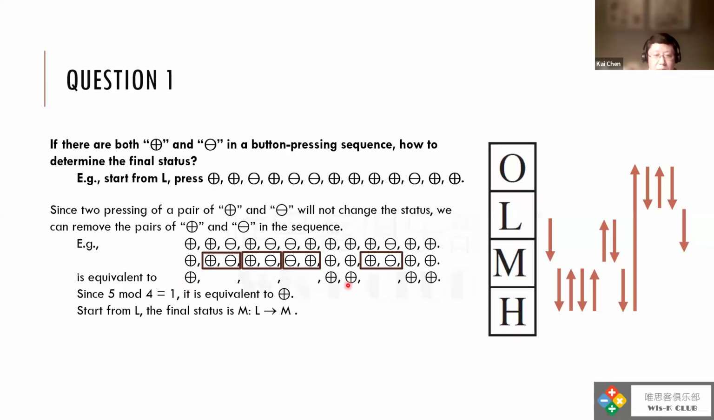So we just remove each pair of plus and minus here, and it ends up like minus, plus, plus, plus, plus. So we do have 5 plus left after the cancellation. And then you see, okay, 5 mod 4 is 1. So all 13 pressures are equivalent to pressing plus once. So starting with the L, it ends up with M. So M is the correct answer.